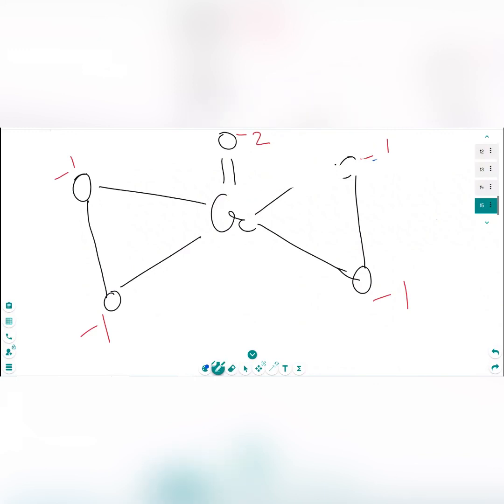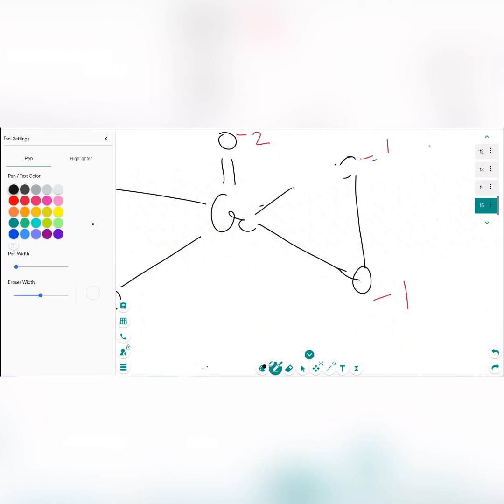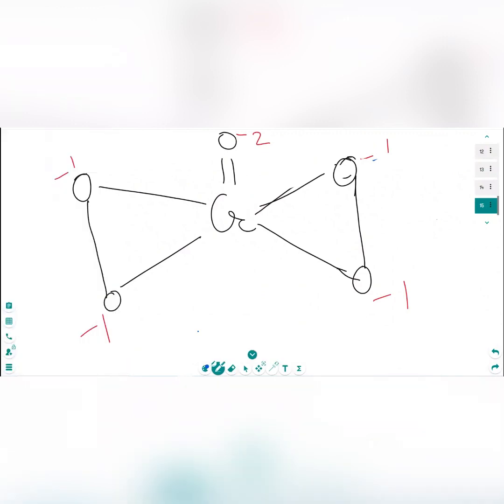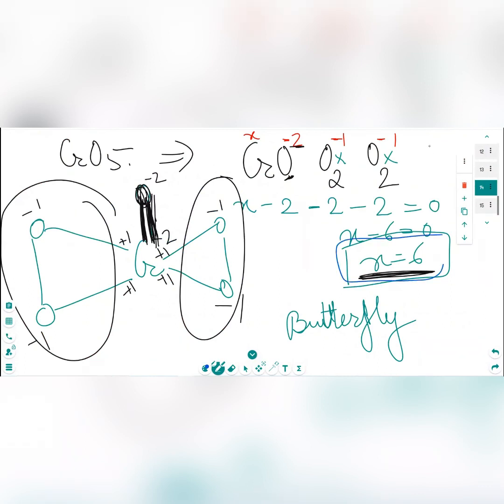Okay, I'll redraw the structure for you. Okay, oxygen. Now I'll take this one. Correct. So see, this will show +2. This one will show +1. This one will show +1. This one will show +1. This one will show +1. So if you add these: 2 + 1 is 3, 3 + 1 is 4, 4 + 1 is 5, 5 + 1 is 6. This is exactly the oxidation state of chromium.